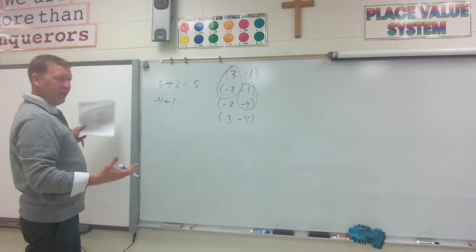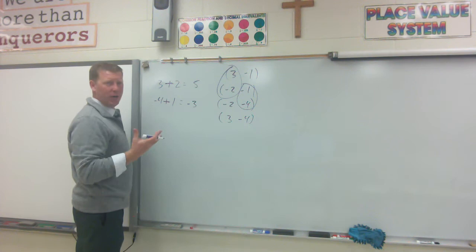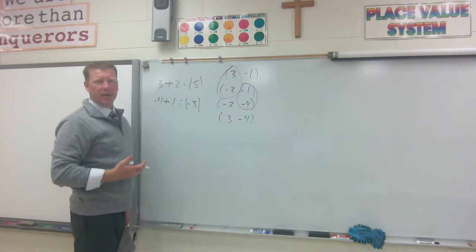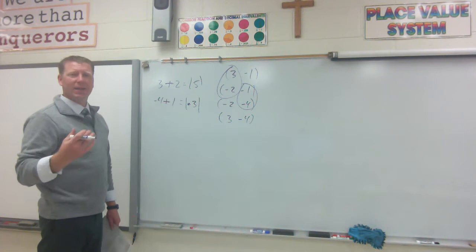Now, guys, I know the answer is negative 3, but when we're talking distance, we call it the absolute value. There's no such thing as how far did you go? I went negative 3 spaces. I just went 3 spaces. So we're just going to ignore that. So my length and my width is 5 by 3. I have a rectangle that is 5 by 3.